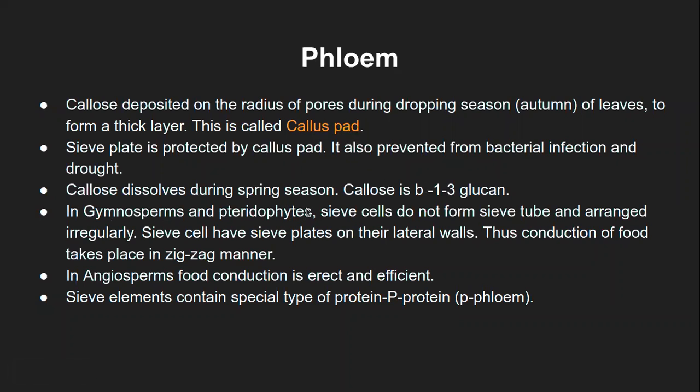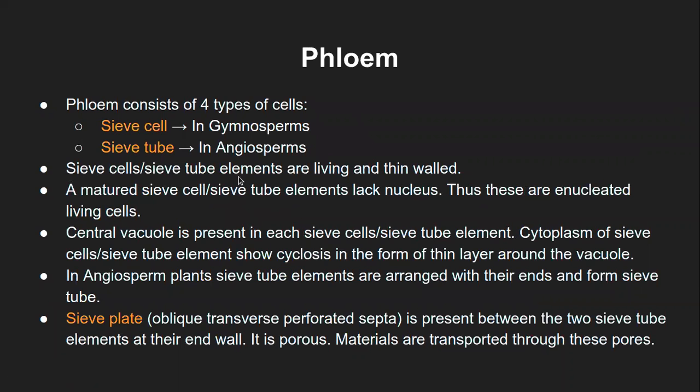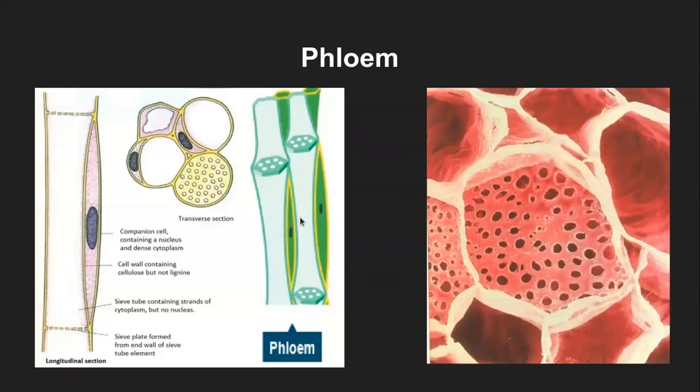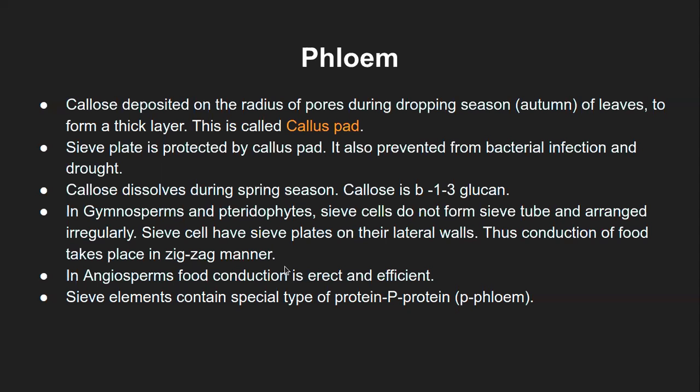Now in gymnosperms and pteridophytes, again pteridophytes is one of the categories of plants, you need not worry about the names, but in these types of plants, the sieve cells do not form the sieve tube, and they are arranged irregularly. Like what we saw here, the sieve tube cells are arranged in a tubular format, one on top of each other. But in these two types of plants, the sieve cells are not necessarily arranged to form a sieve tube like structure. They are arranged a little irregularly, and the sieve cells have sieve plates on their lateral walls.